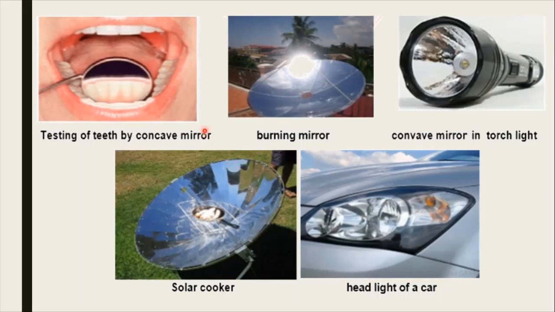As you can see here, this is the dentist mirror by which they are testing the teeth. This is another, it is a burning mirror. This is a concave mirror and the torchlight. This is a solar cooker as you can see here, and this is the headlight of a car.